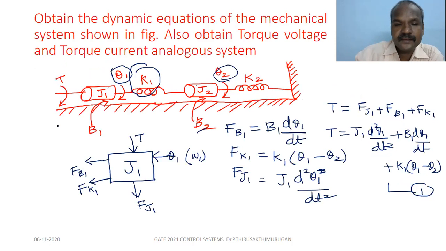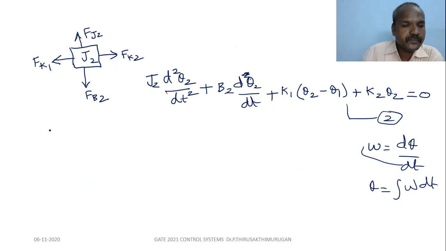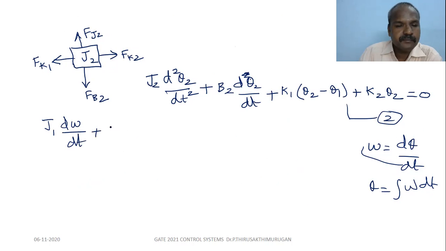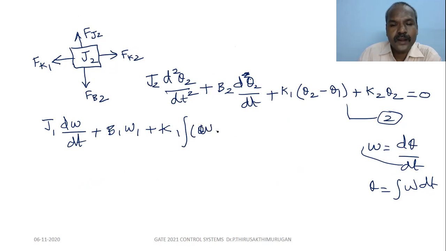So here what I am going to do is modify equation number 1. T equal to J1 d omega 1 by dt plus B1 omega 1 plus K1 integral of omega 1 minus omega 2 dt. Keep it as equation number 4.